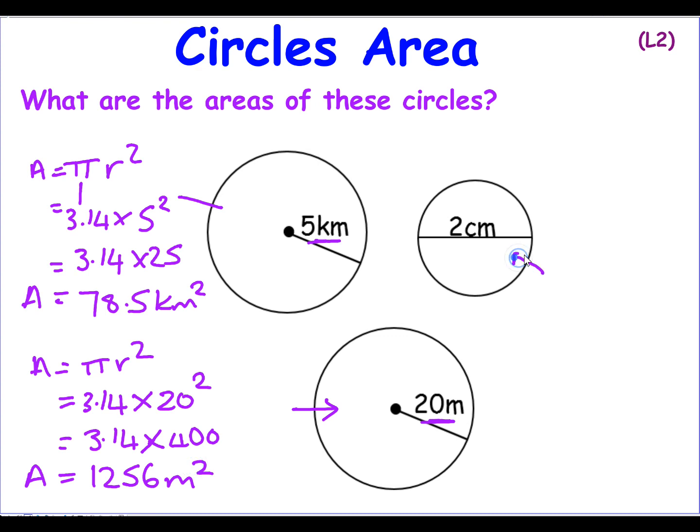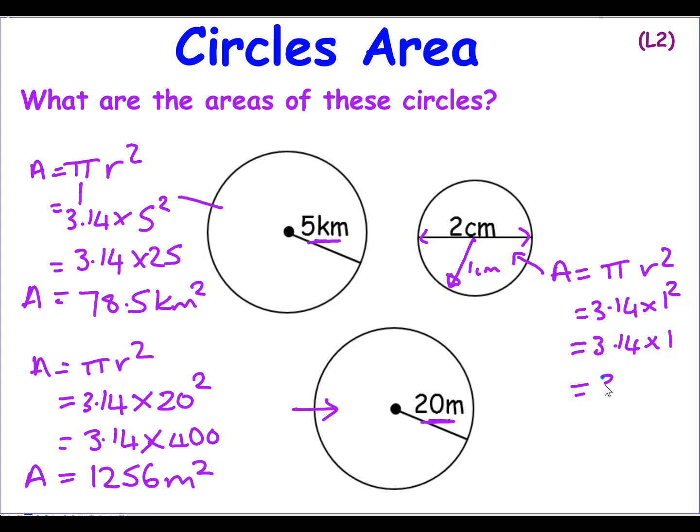Finally, the tricky one. So our area is equal to pi r squared, and we know pi is 3.14 multiplied by the radius. Now they've given us the diameter, so the distance from the center to the edge must be 1 centimeter, so it's 1 squared. This becomes 3.14 times 1, because 1 times 1 is 1, and that gives us 3.14 centimeters squared.